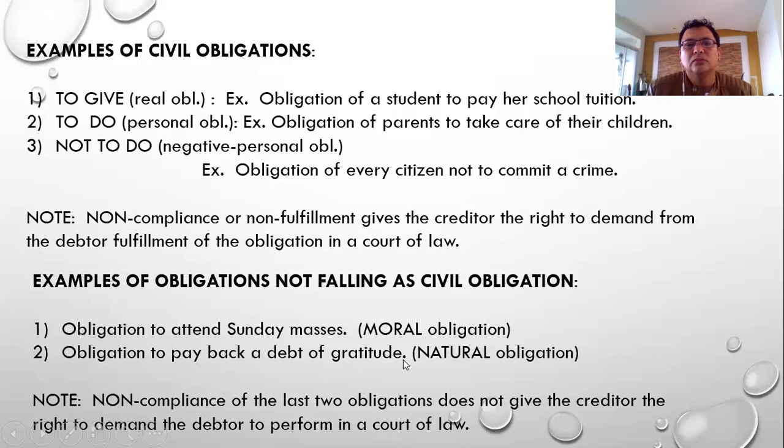So, are you compelled to pay that debt of gratitude? The answer is no. So your parents cannot go to court to compel you from repaying your debt. So these are examples of obligations which don't have juridical necessity.